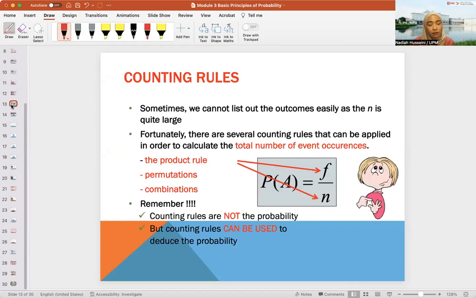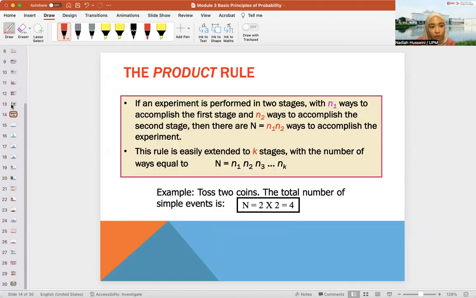Okay, so again, we are discussing the counting rules. We're going to start with the first one, which is the product rule. What does the product rule tell us? It tells us the number of n. So how do we find out the number of n? If an experiment is performed in 2 stages with n1 ways to accomplish the first stage, for example, you're tossing a coin, how many events can you get from tossing the coin? You can get 2, right?